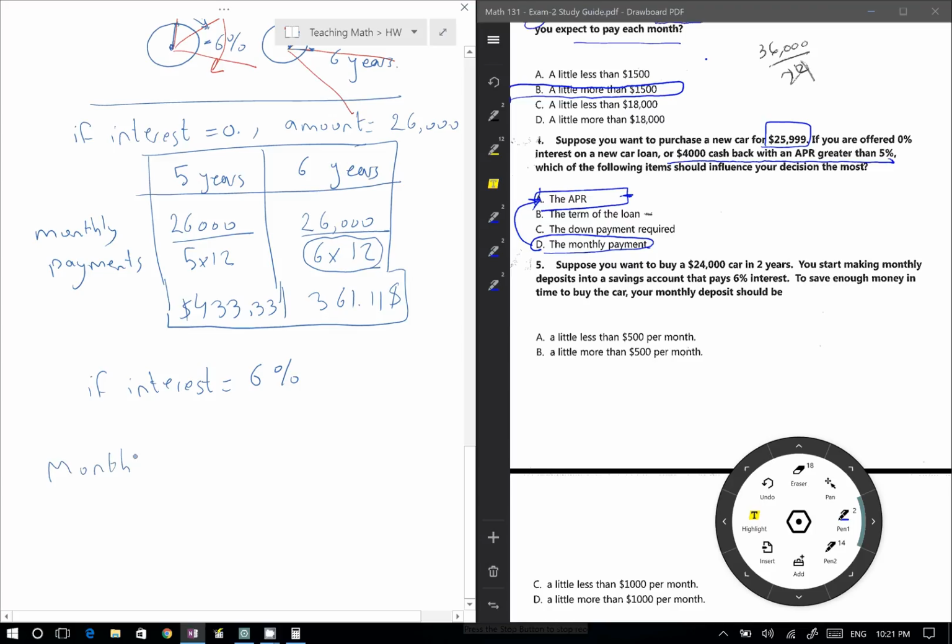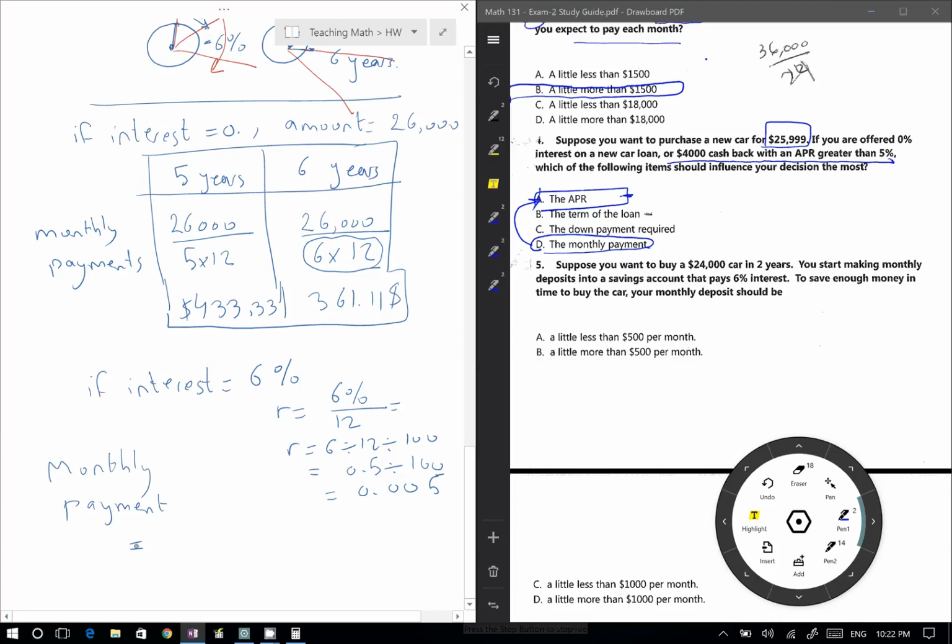So monthly, is this an APR? It is an APR. So interest 6%, so R is equal to 6% divided by 12, which means 6 divided by 12 divided by 100. 6 divided by 12 is half, 0.5. Divided by 100 is 0.005. So monthly payment is equal.